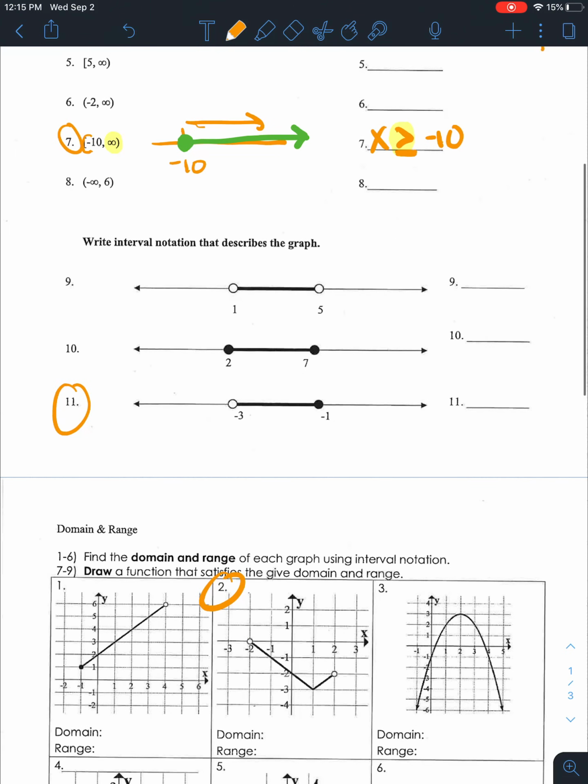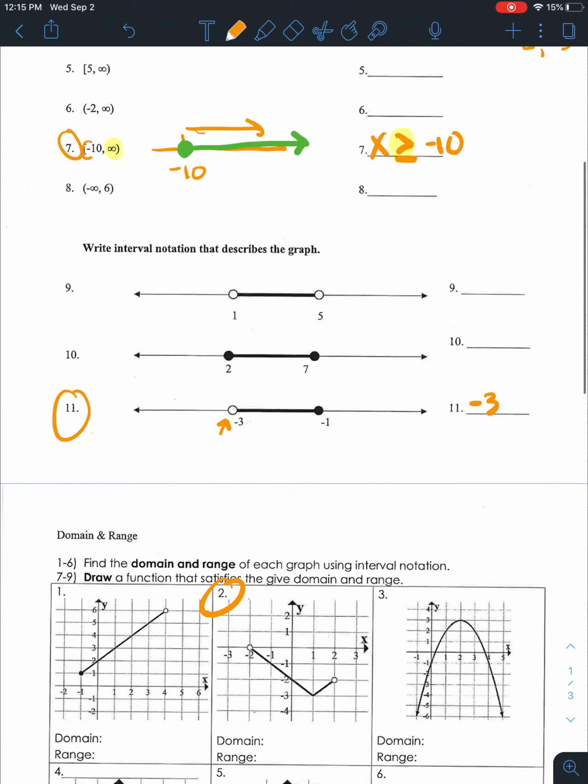Okay, let's look at number 11. So number 11, we are going to start on the left-hand side of the graph. So we have negative 3. I want to look at this point. It's open, so that means open means I'm going to use a parentheses. Then I'm going all the way to the right-hand side of the graph, which is negative 1. This point is closed, which means I'm going to use a bracket.